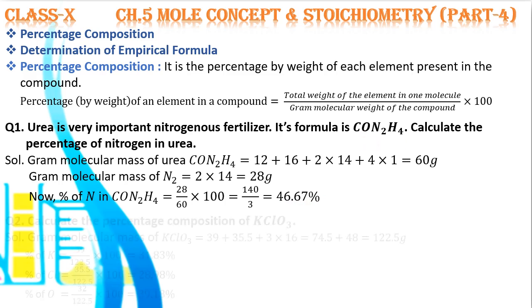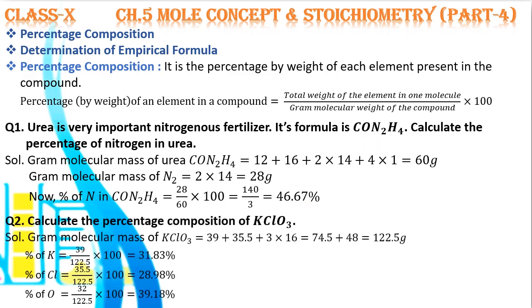Let us see the second question. Here, calculate the percentage composition of potassium chlorate. Here we have to find the percentage composition. Where there is a question of percentage composition, then we will find the percentage of each element separately. First we will find the gram molecular mass of potassium chlorate.